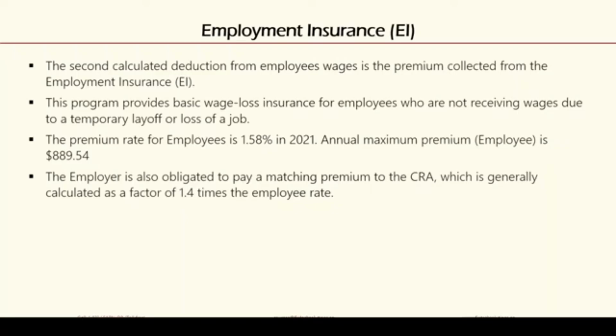The premium rate for employees is 1.58% in 2021. The annual maximum premium for the employee is $889.54. The employer is also obligated to pay a matching premium to the CRA, which is generally calculated as a factor of 1.4 times the employee rate. So basically, let's assume that an employee is contributing 889.54, the maximum, then the employer will be multiplying that by 1.4 times, and that is going to be the cost to the employer. So this is the employment insurance.